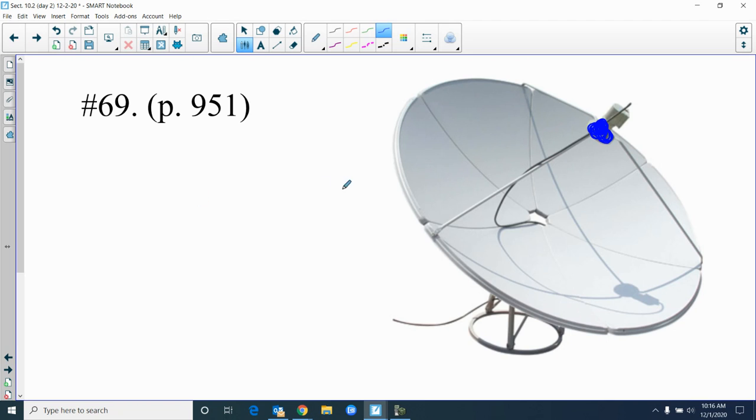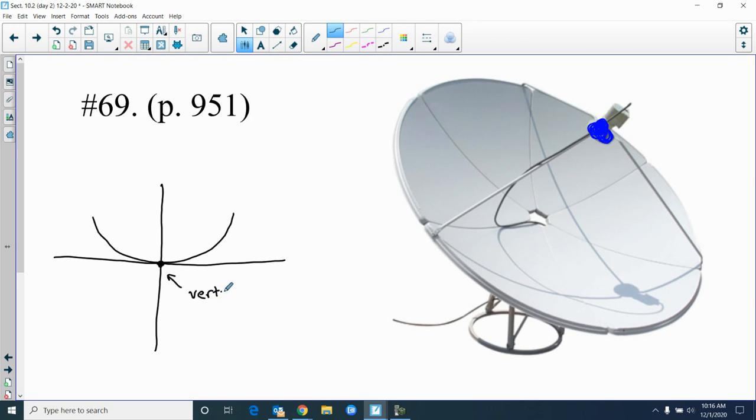So basically just take your dish and set it down like it's on the ground. And think of this as the x-axis. And let's put our y-axis right through the center. So right there, our vertex is 0, 0.